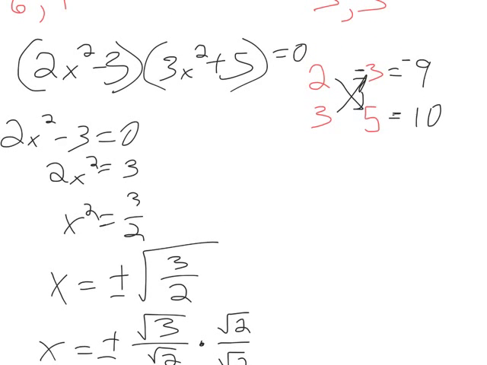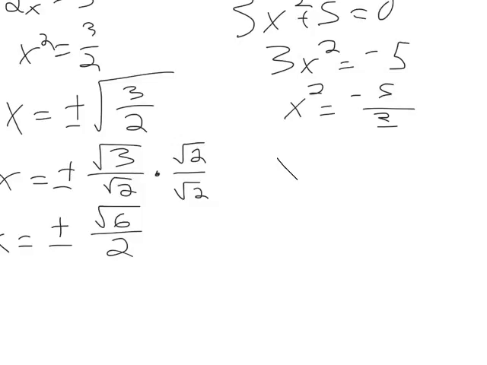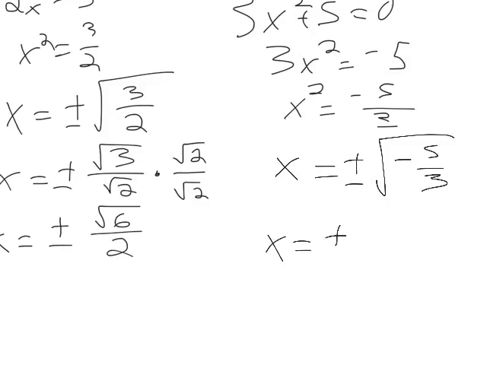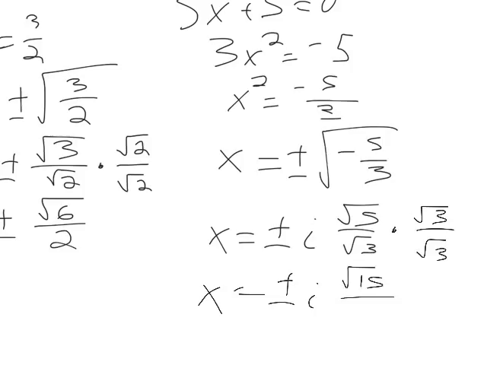And then for my other one, 3x squared plus 5 is equal to 0, so 3x squared is equal to negative 5. We are going to get a couple imaginary answers here. X squared is equal to negative 5/3. Do square root of both sides. Plus or minus the square root of negative 5/3. I go ahead and take the i out, square root of 5 over square root of 3. Rationalize that by multiplying times square root of 3 over square root of 3. And we'll have the square root of 15 on top over 3. And of course we've got the i. So plus or minus i, the square root of 15 over 3.